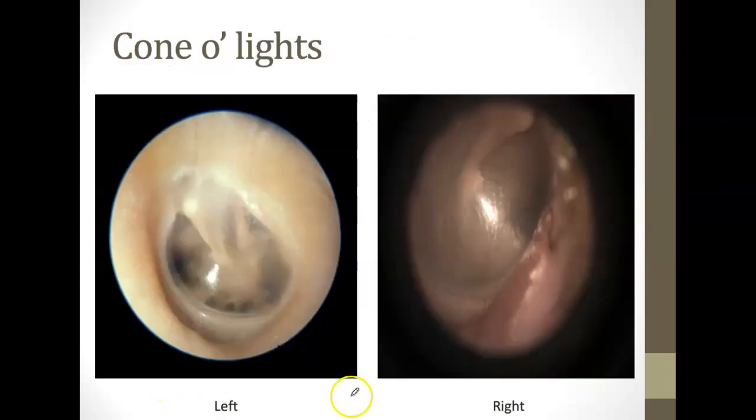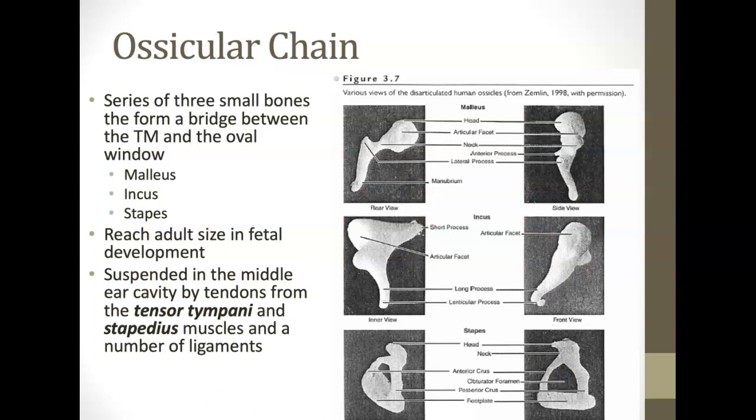Here's the cone of light in real world pictures. You can tell left versus right, but that's not really that important for this point in your academic training. We're not going to go a lot into the articular chain. Basically, I want you to remember malleus, incus, stapes in that order, held in place by these tendons and muscles, the tensor tympani and the stapedius muscle.